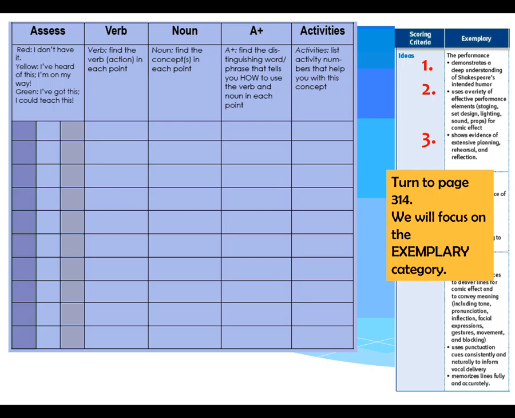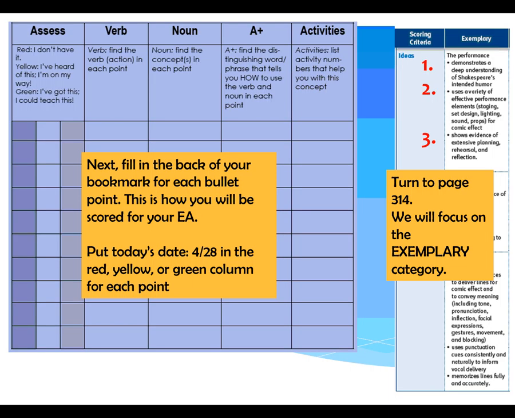Once you've got the assignment written, you can take the bookmark and flip it to the back side. And in your Springboard, you're going to fast forward to page 313. That's where you're going to find the scoring guide for our performance. So how will our performance be graded? Like we've done in the past, on page 313, you might want to go ahead and box in that exemplary column. Go ahead and number those bullet points, those are the concepts that the performance will be graded on.